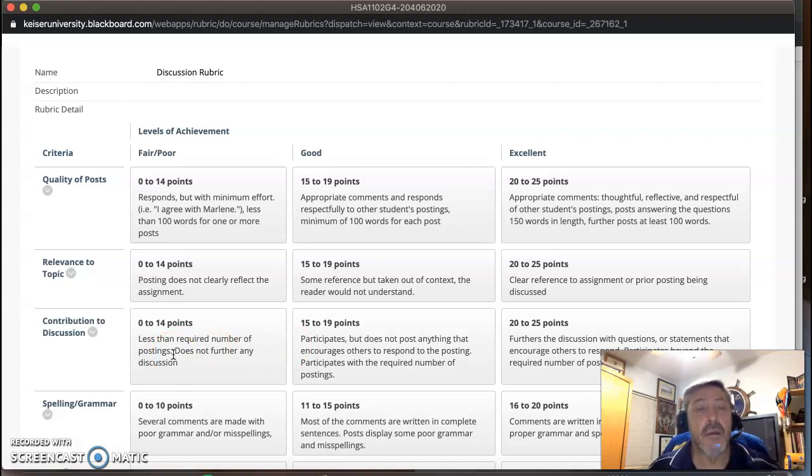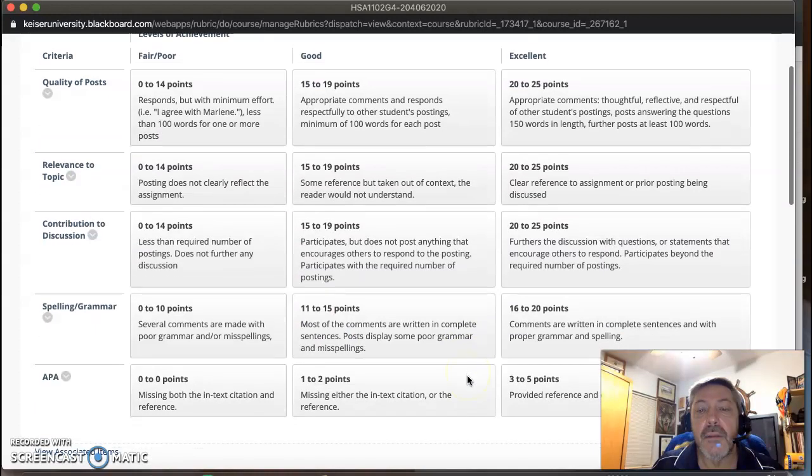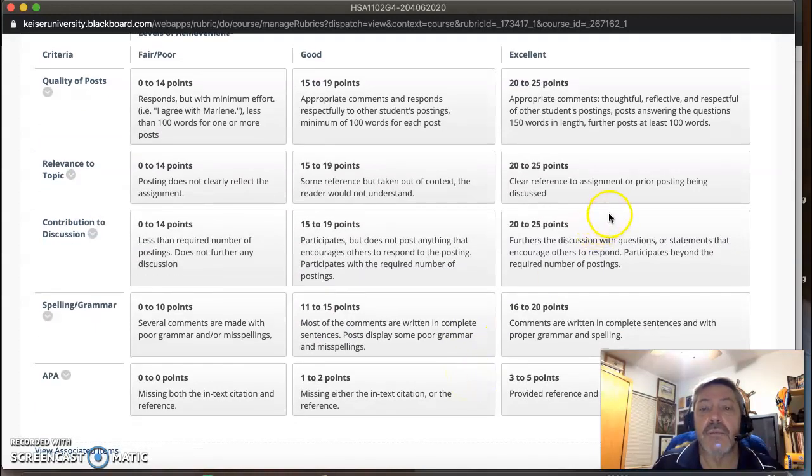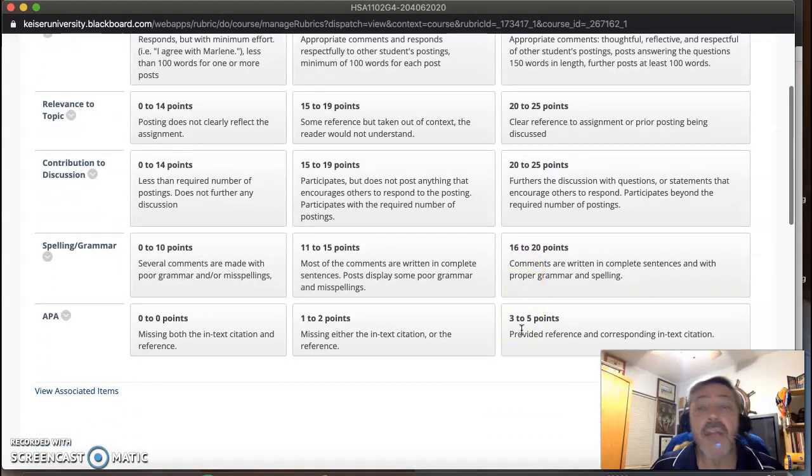Contribution to discussion. Did you post the required number of posts on the required number of days, so 4 separate posts on 3 separate days? Then you will earn a grade of good, which is 15 to 19 points. If you go above and beyond the required number of posts, you will get an excellent, which is 20 to 25 points. So did you go above and beyond? And did you further the discussion with your post? Just saying thank you is not a post. And I want to see some thought put into your responses so that you can further the discussion.